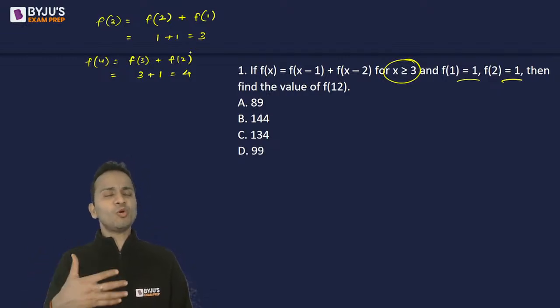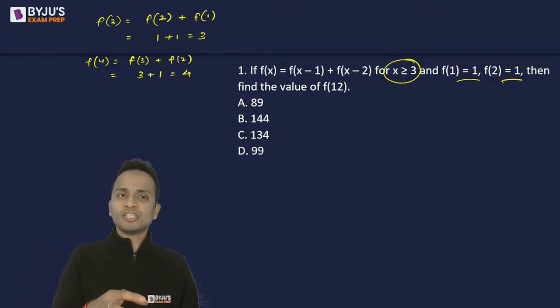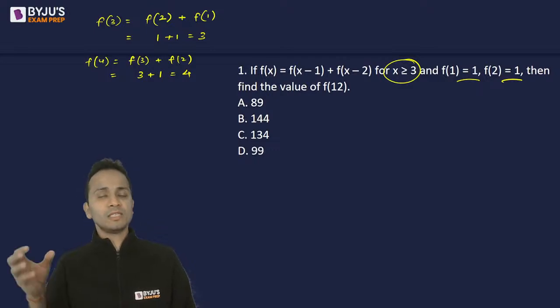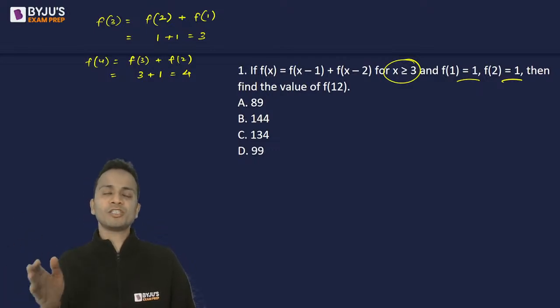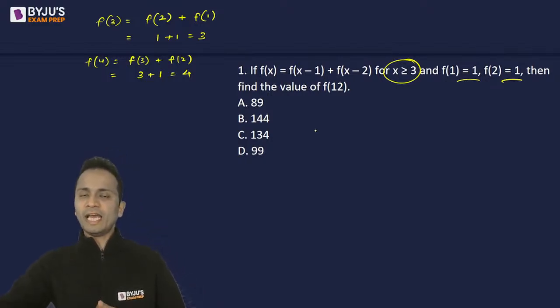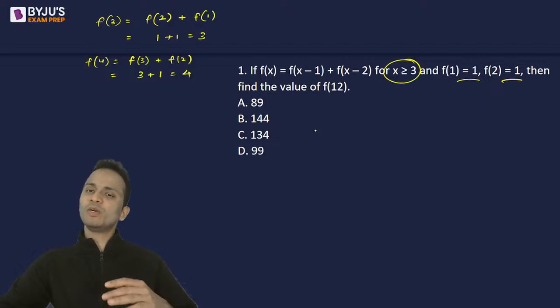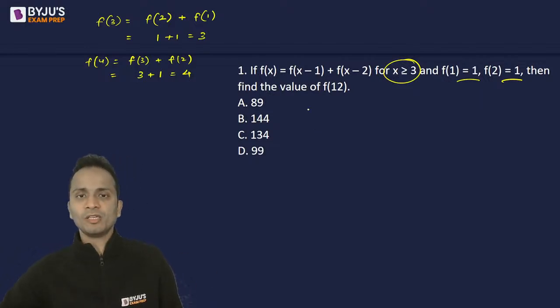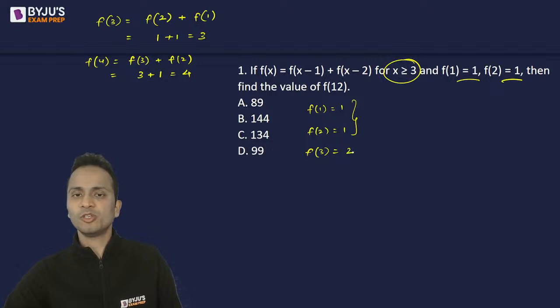So for any value of x, the value of the function will be equal to the sum of the values of the function for the previous two values of x, right? Okay. So any value of the function will be equal to the sum of the previous two values. So if f of 1 is equal to 1 and f of 2 is equal to 1, which is given in the question, then f of 3 is equal to the sum of these two, that is 2.